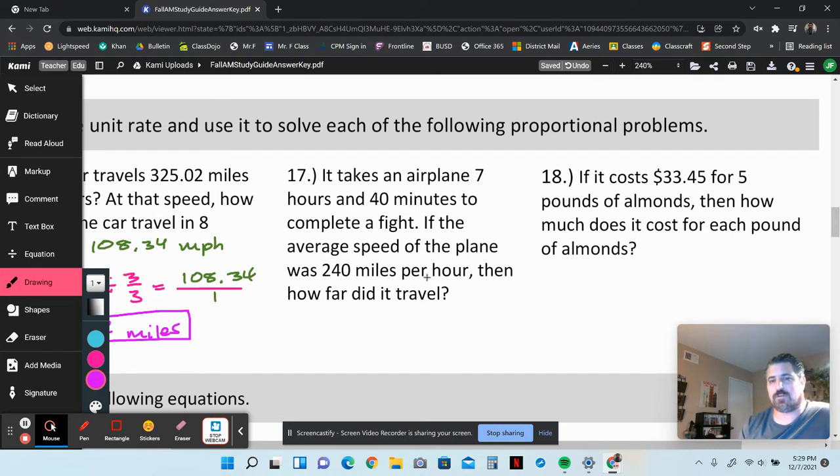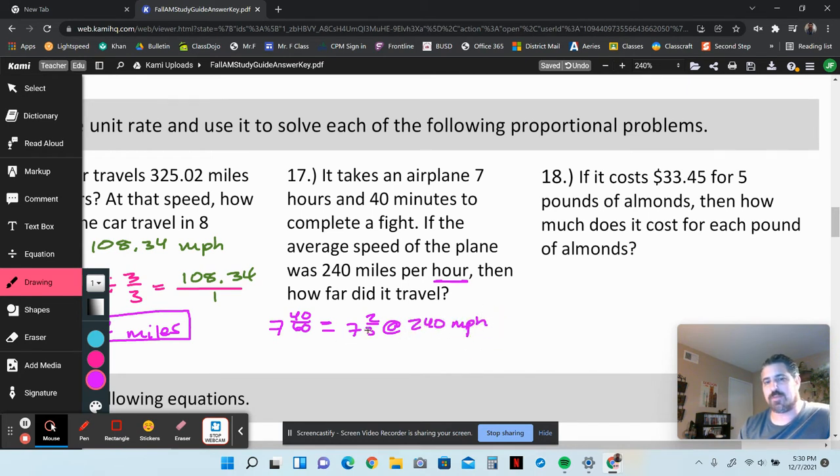So the first thing you want to figure out, since this is miles per hour and our unit rate's in hours, you want to make sure that our time is in hours as well. So 7 hours is in hours, but then the 40 minutes is not in hours, right? We know that an hour is 60 minutes. So this is the same as 7 and 40 out of 60, which is the same as 7 and 2/3. Okay, so we know that it was traveling for 7 and 2/3 hours at what speed? It was traveling at a speed of 240 miles per hour.